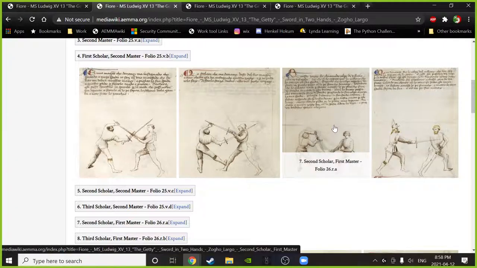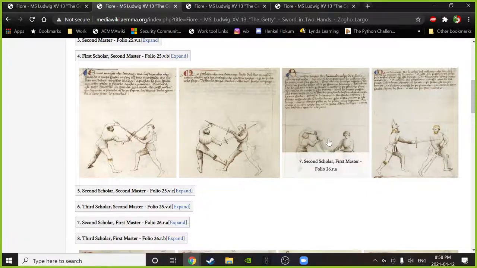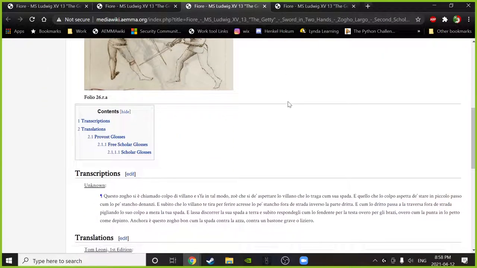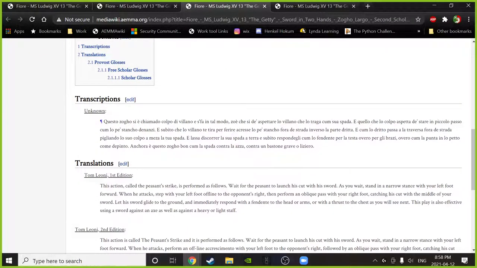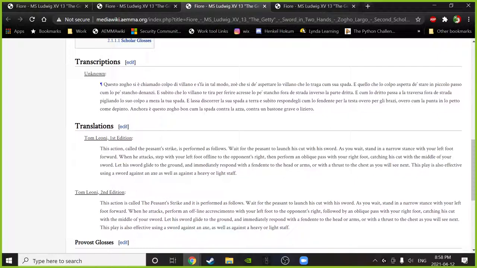So, the peasant strike, all right? How do we do it? What happens? Fiore describes it pretty well, and he gives some decent context to it. This is called the peasant's strike, okay? You wait for the peasant to launch his cut with his sword.